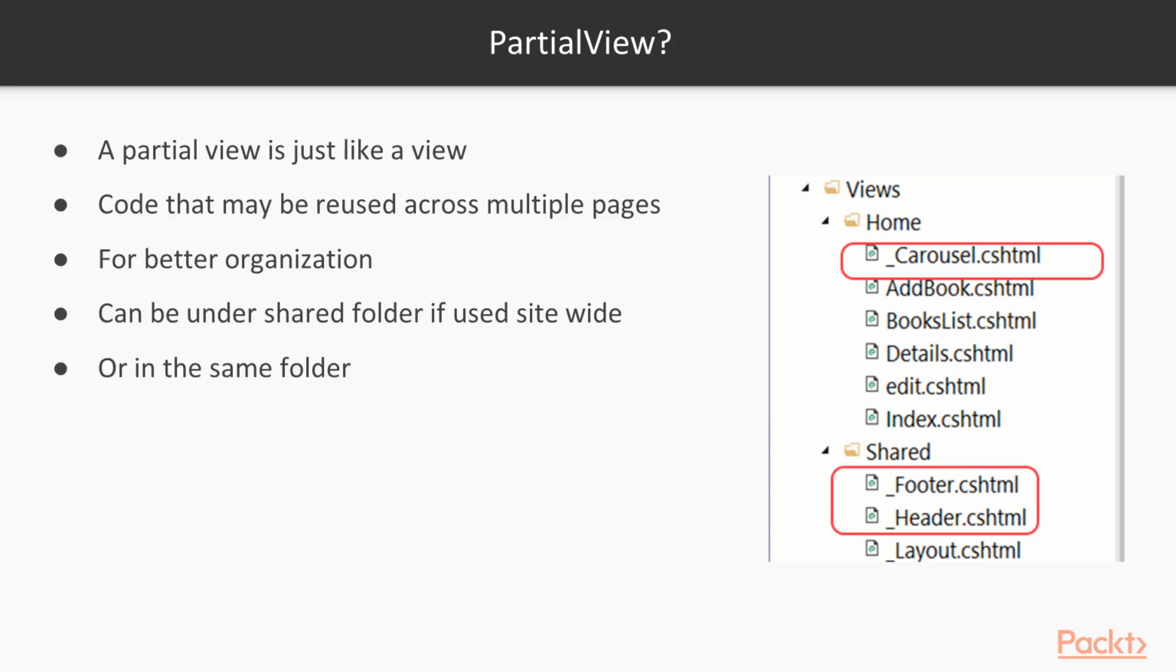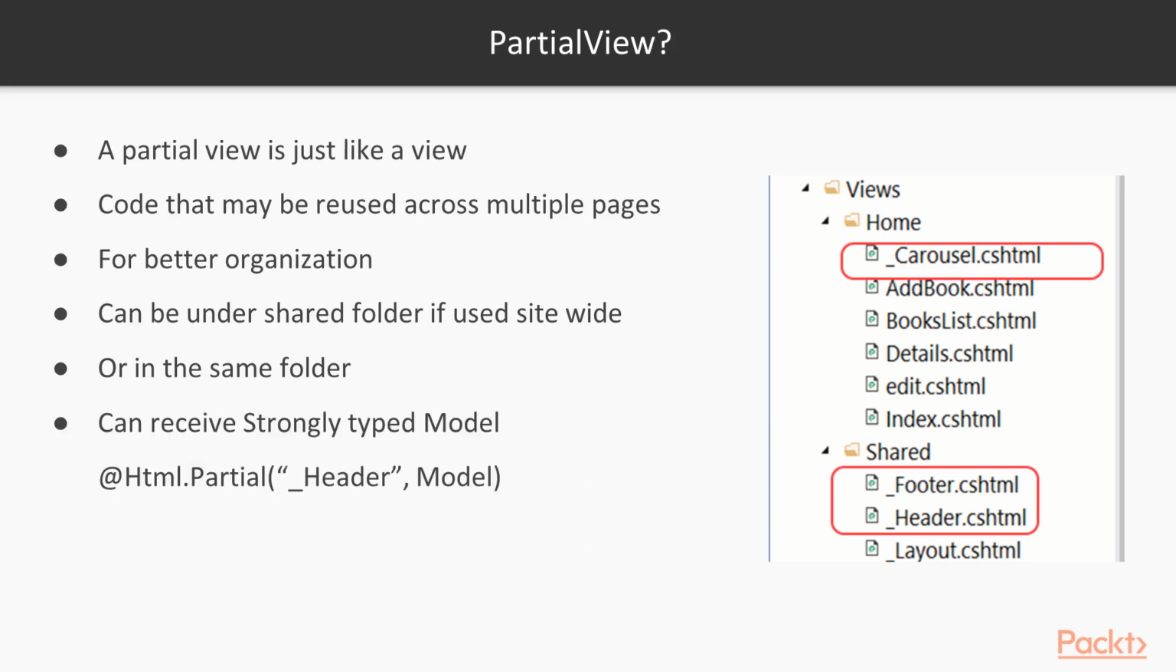Or it can be in the same folder if the view is not going to be used in more than one page, like the carousel view. It can receive a strongly typed model like a normal view. It is rendered by using @Html.Partial, and inside, within double quotes, you put the name of the partial view with an optional model that you can pass after a comma.